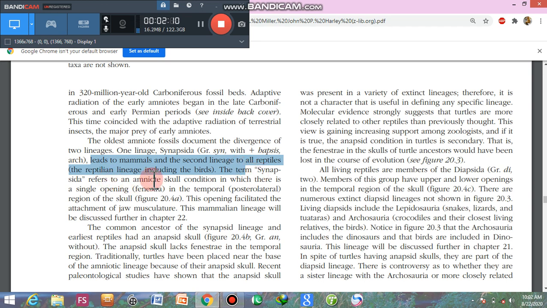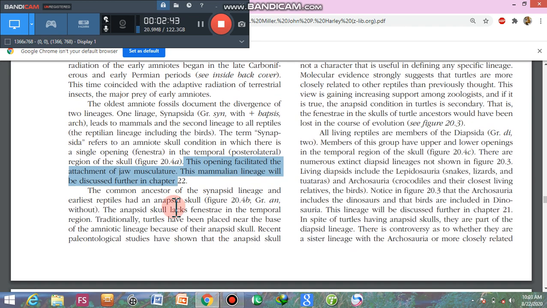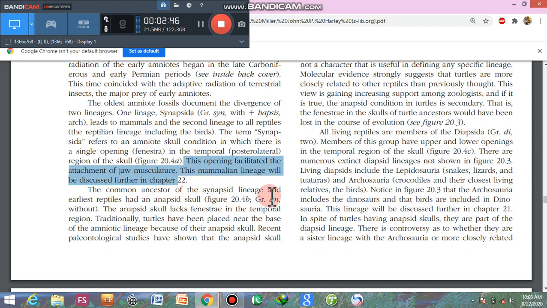The term synapsid refers to the amniote skull condition in which there is a single opening. Fenestra is another word used for an opening in the temporal, posterior lateral region of the skull. This opening facilitates the jaw attachment and lightens the weight of the skull. This is the reason why these openings are present in the skull: they provide the point for jaw attachment or help in the movement of the jaw, and they lighten the weight of the skull.